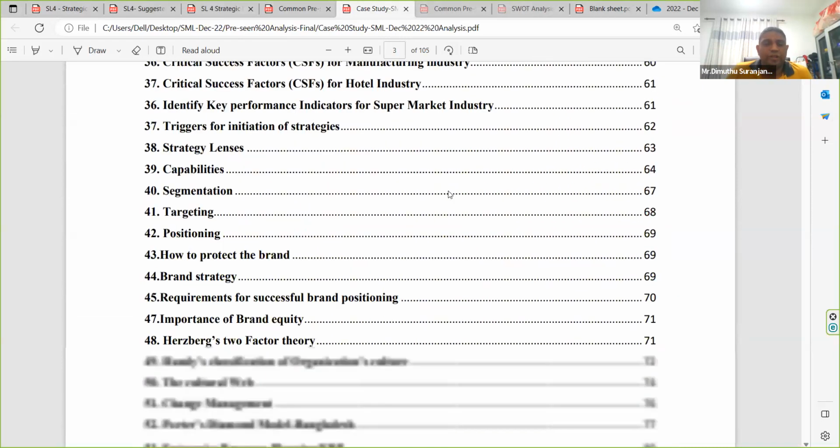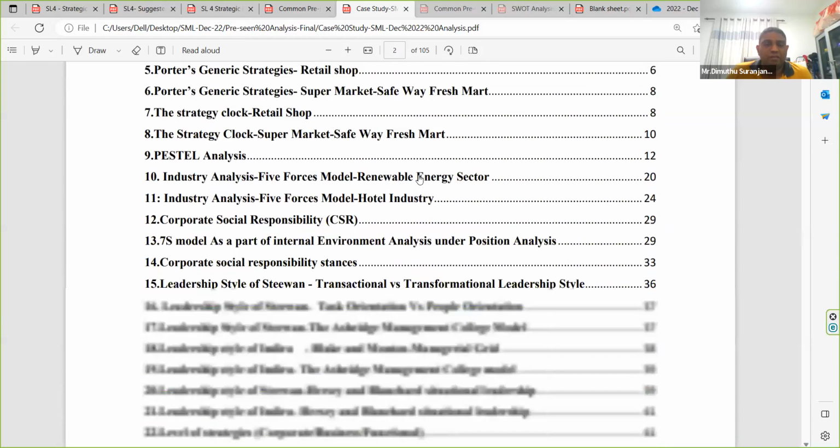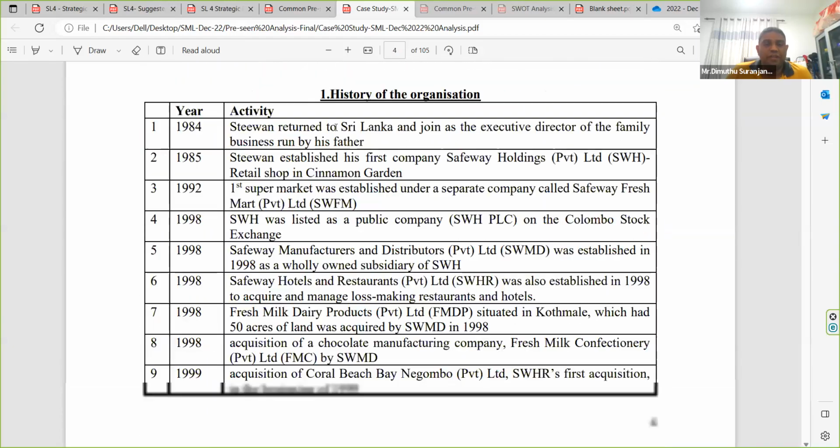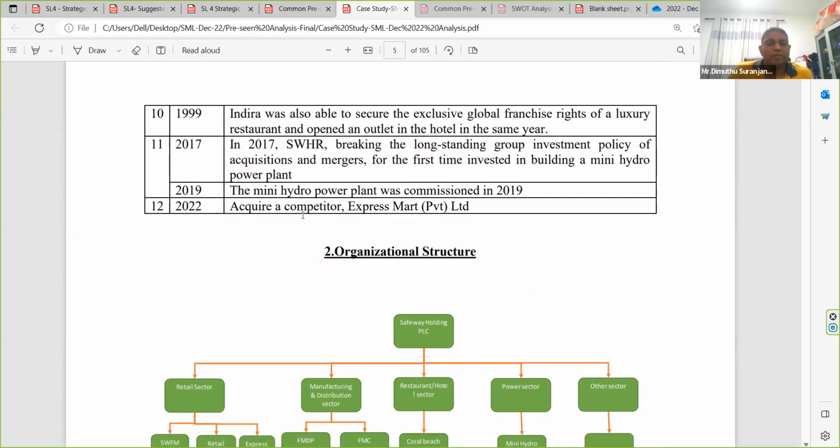So look at the number of analyses I have done last time. I have done 76 analyses last time. Now, when it comes to history, I have identified this history. There's a separate table, history. In 1985, he established Safeway Holdings, a retail shop in Cinnamon Garden. In 1992, the first supermarket was established, Safeway Fresh Mart. Then in 1998, SWH was listed as a public company, PLC, on the Colombo Stock Exchange. So up to now, these are the companies that we want to look at.